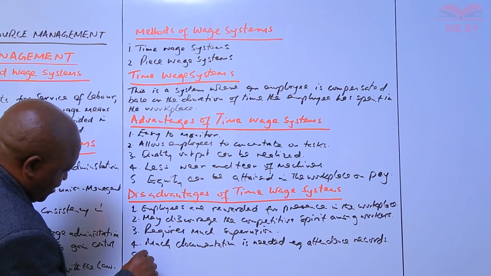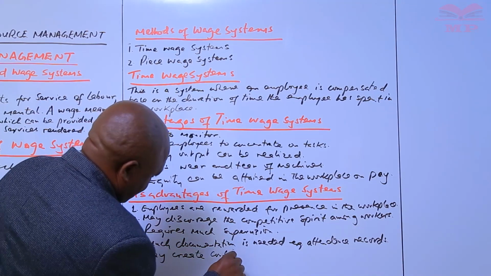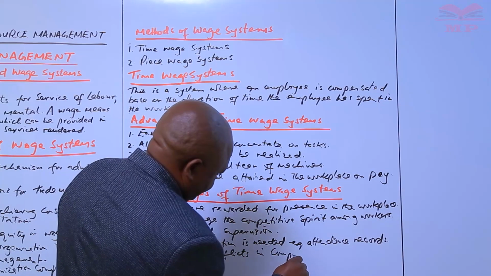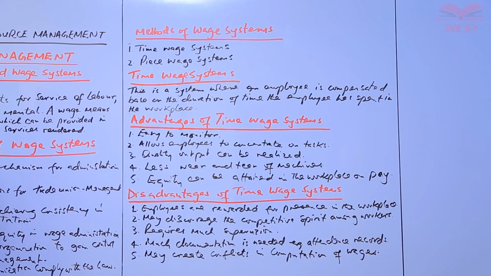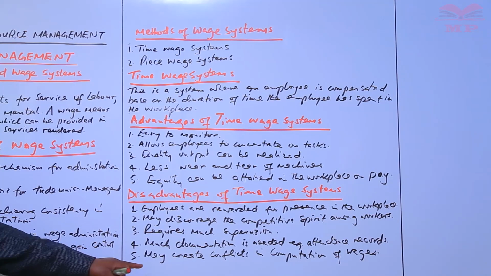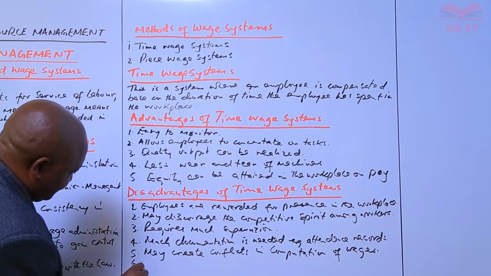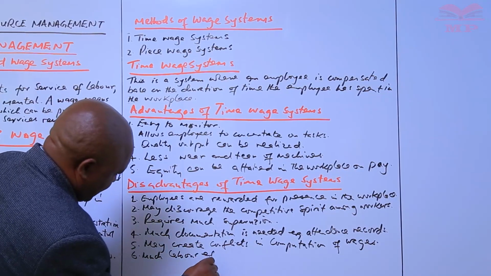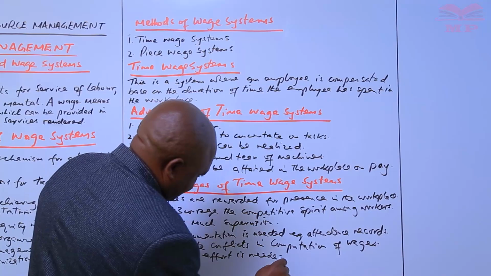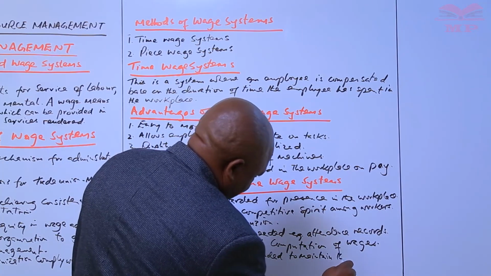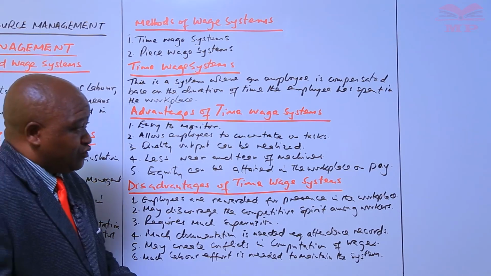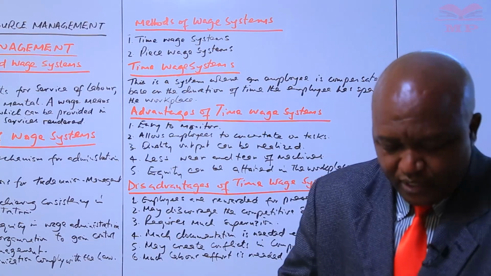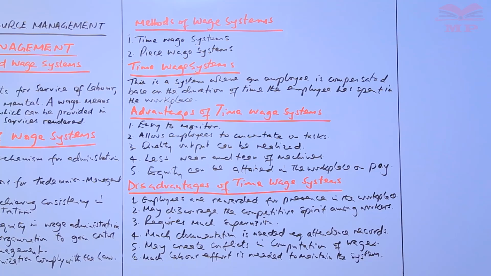And then number 5, may create conflicts in computation of wages. So workers keep on indicating they were in the workplace up to this particular time. How did you arrive at this kind of deductions and so on? So if a worker is not there for a day or 2 and deductions are made, that creates a lot of problems. Then much labor effort is needed to maintain the system. So these are some of the disadvantages of time wage systems that may be used, and in most cases this kind of a system is used in organizations where employees maybe are participating in productive activities.